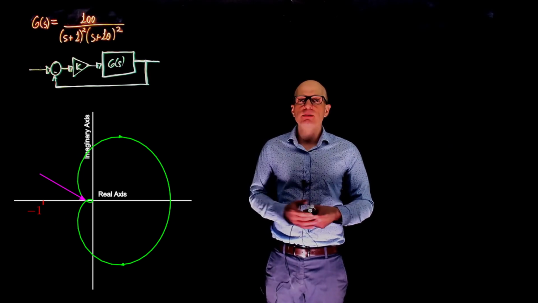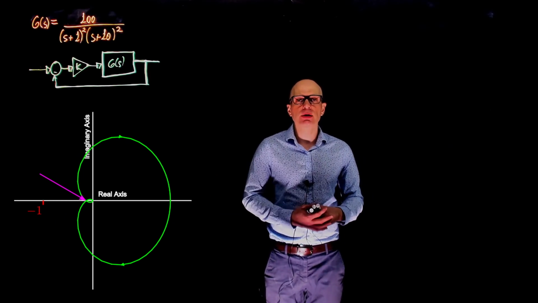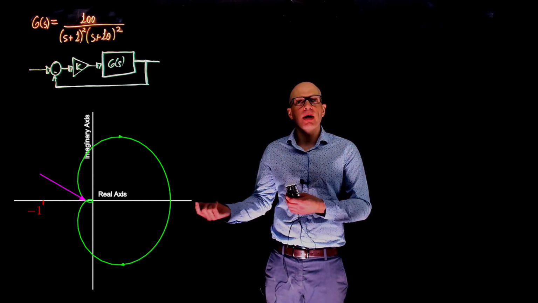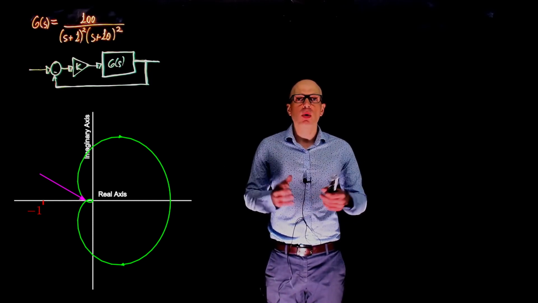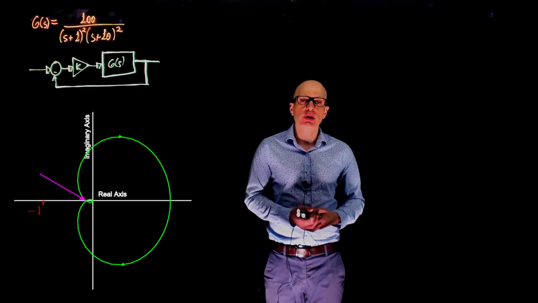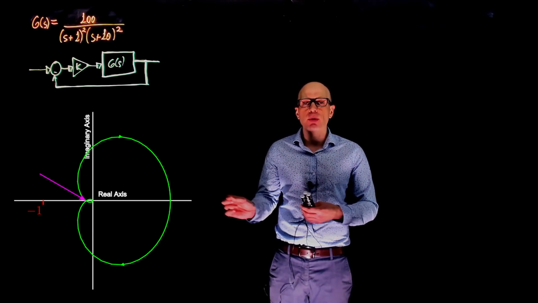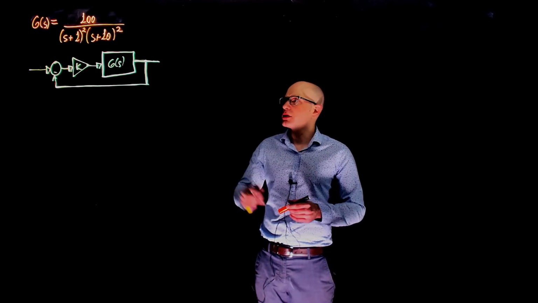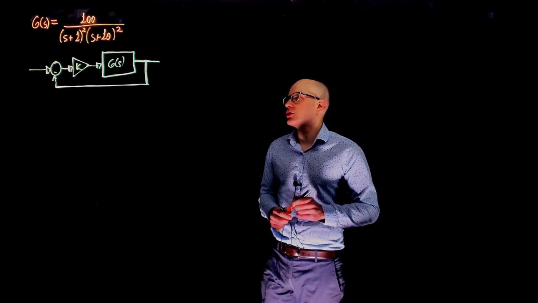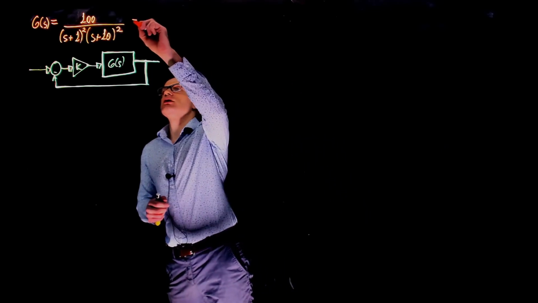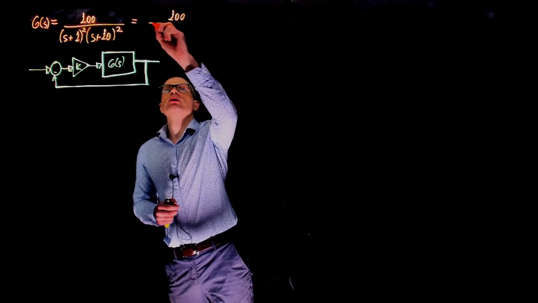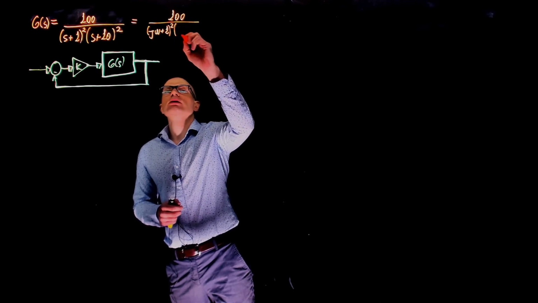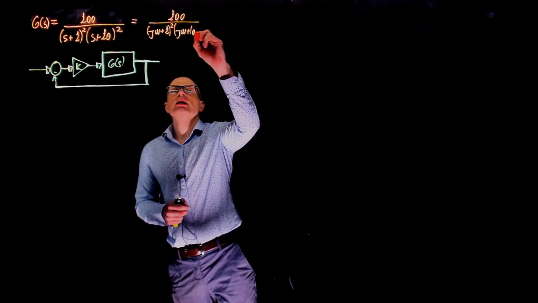To determine the maximum value of k, we need to determine where exactly we are crossing the negative real axis. And how do we do that? Well, we need the magnitude of the transfer function when the phase is -180 degrees. That is precisely the point where we cross the negative real axis. So let's do that. We can start by writing the transfer function as a function of j omega. This is 100 over (j omega plus 1) squared, (j omega plus 10) squared.